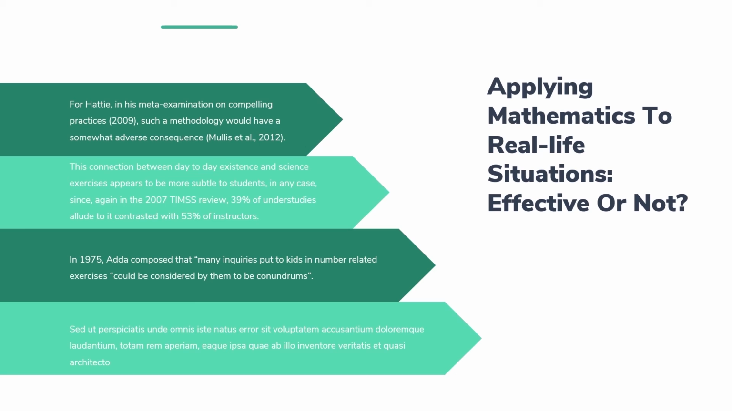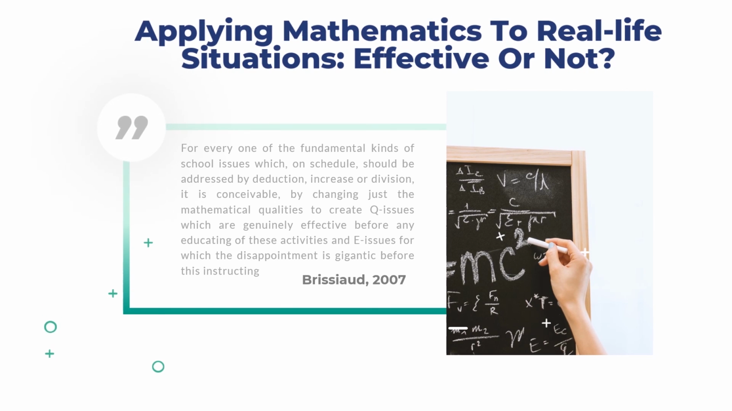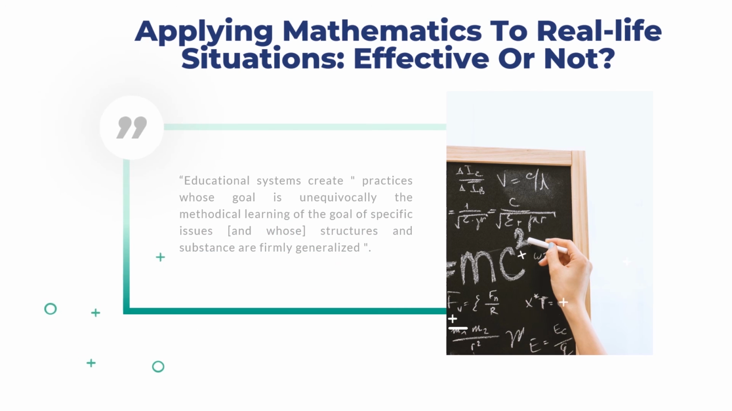Brissiaud, 2007, cites Vygotsky, who divides problem solving into two types: Q problems, which affect daily life, and E problems, E as everyday life, which are only solved by students who have attended school, having learned to do operations. For each of the fundamental kinds of school problems, which, in time, should be solved by subtraction, addition, multiplication or division, it is possible, by changing only the numerical values, to create Q problems which are genuinely successful before any teaching of these operations, and E problems for which the failure is huge before this teaching. Brissiaud, 2007. Educational systems create practices whose goal is precisely the systematic learning of the resolution of specific problems, and whose structures and content are strongly generalized.